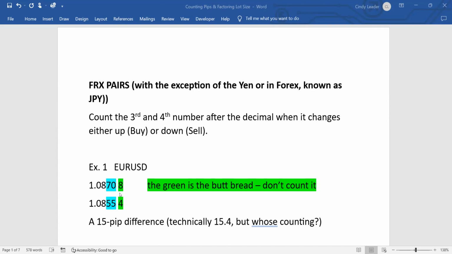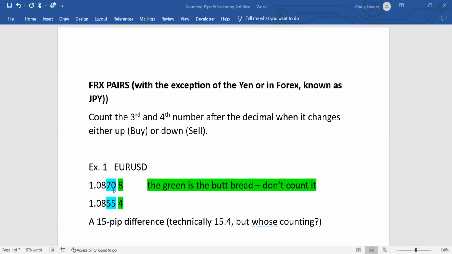And that's all of them except one. There's always some exception to the rule. Don't count this little green one. This is so small. This is a pipette. You don't even need to count it. You could, but it's so small. So basically when you're counting Forex pairs, you're just going to count the third and the fourth digits in.